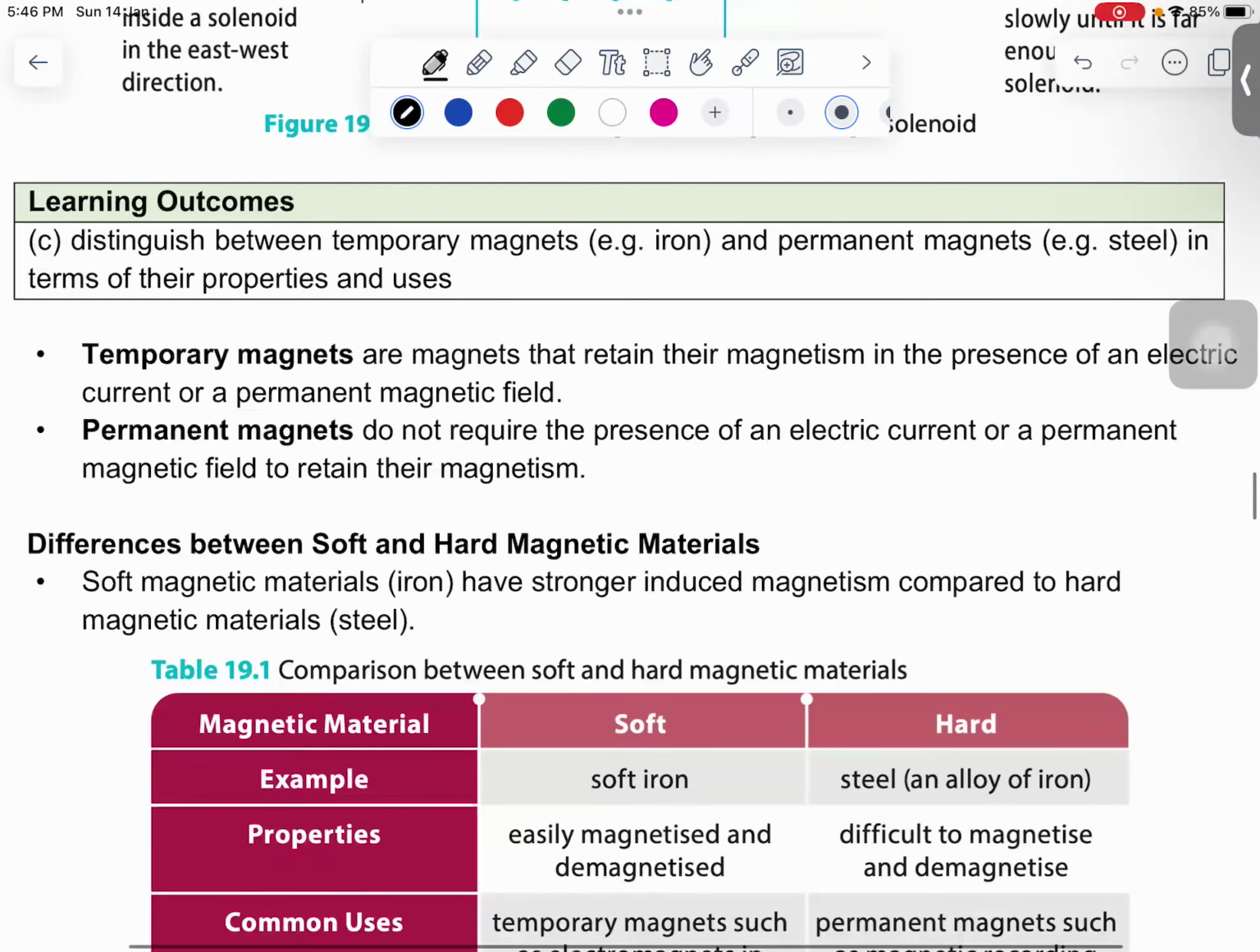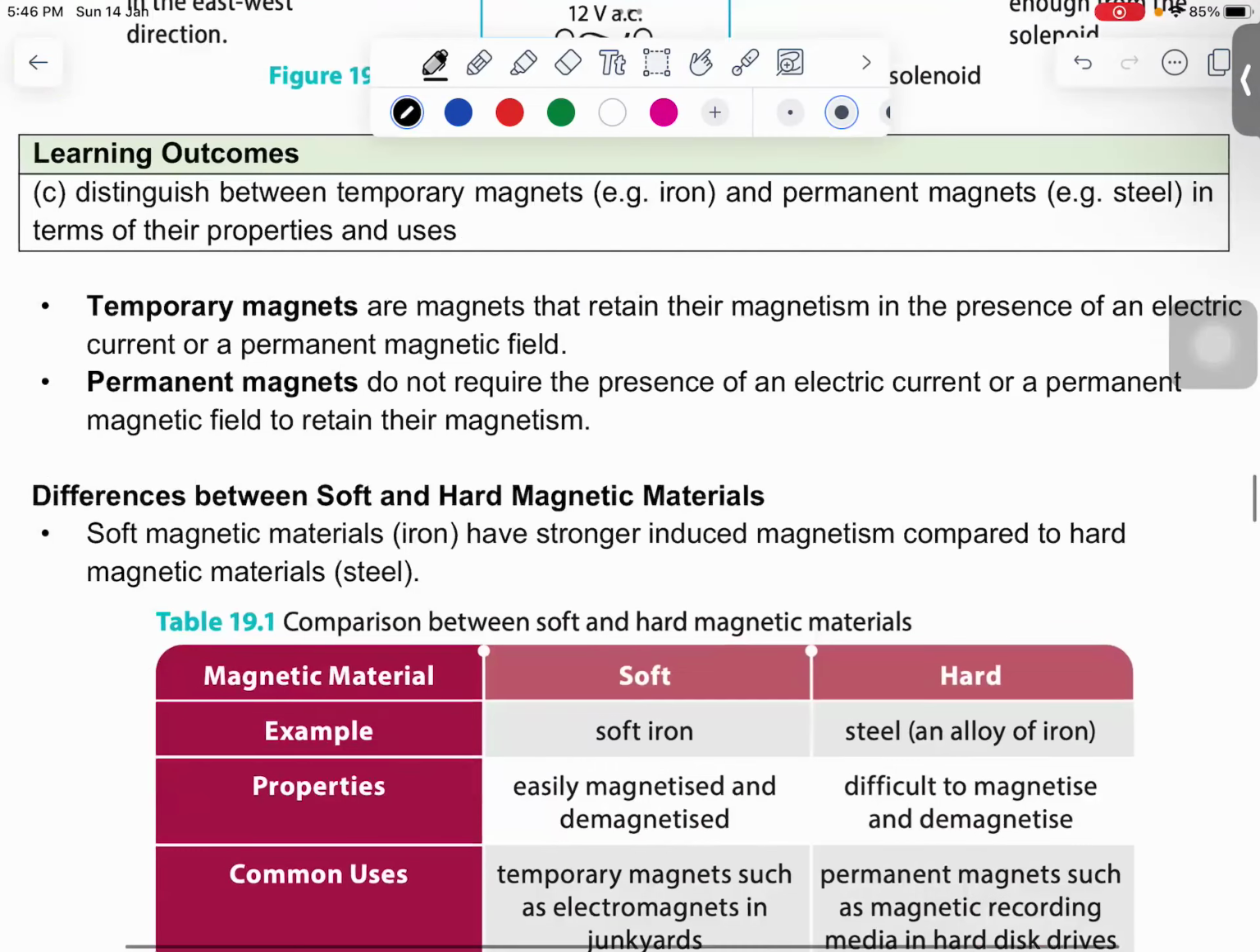Next, let's look at two types of magnets, temporary and permanent. Temporary, like the word mentions, retain their magnetism in the presence of electric current or a permanent magnet. So if I put a permanent magnet near a magnetic material, it can induce magnetism in it. But if I take it away, it just returns to being a magnetic material, no longer a magnet. Permanent does not require the presence of electric current or a permanent magnetic field.